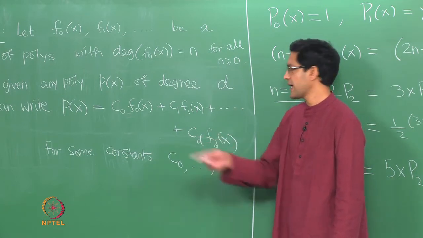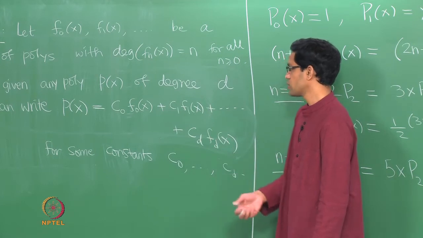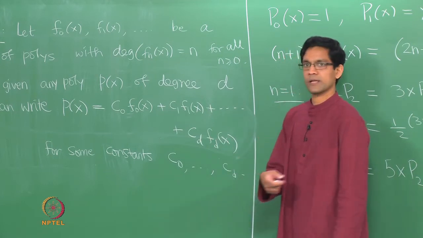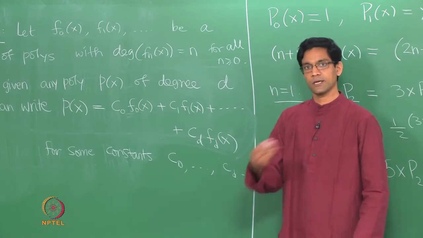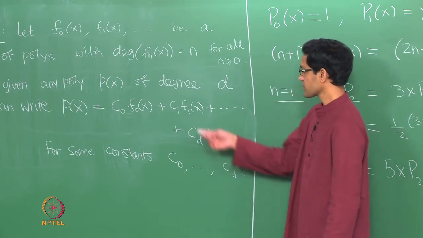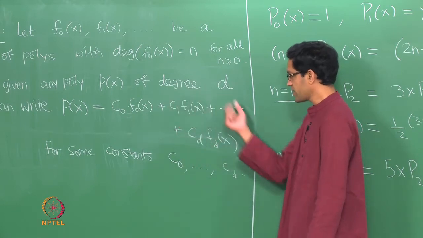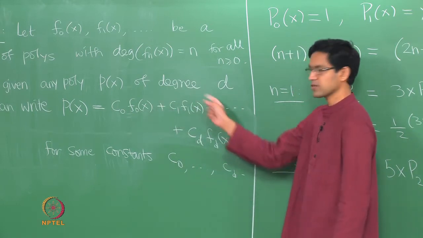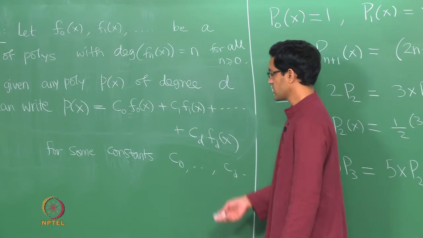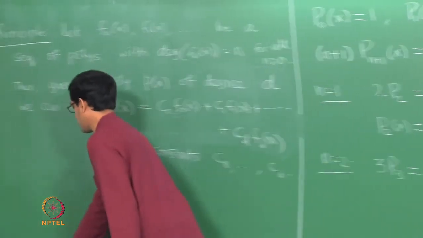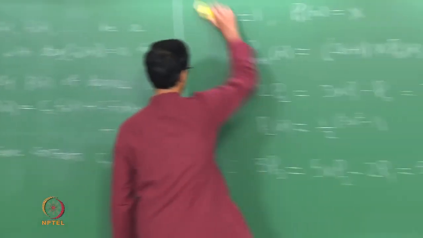So for instance, when you take f0, f1, f2, and so on to be, say, the Legendre polynomials or the Chebyshev polynomials or many other interesting classes of polynomials, what it says is you can still write the given polynomial p as some combination of the first d elements of that sequence. Okay. So let us just do this by example to get a sense of why this is true. Even a formal proof is rather easy.